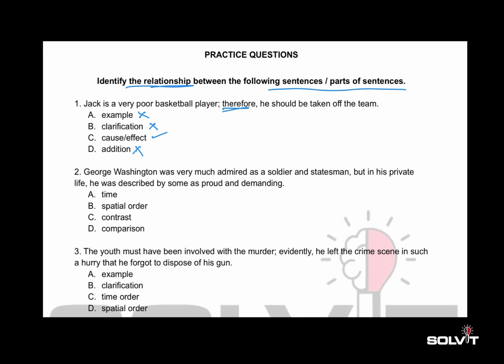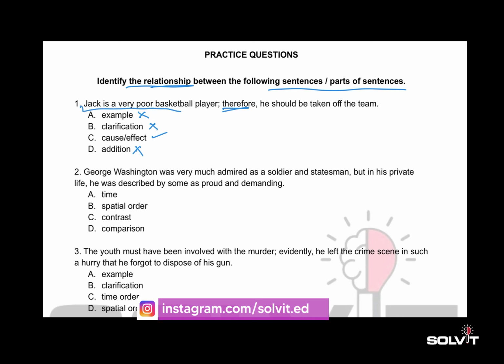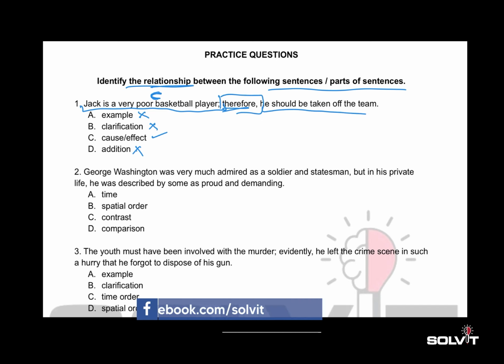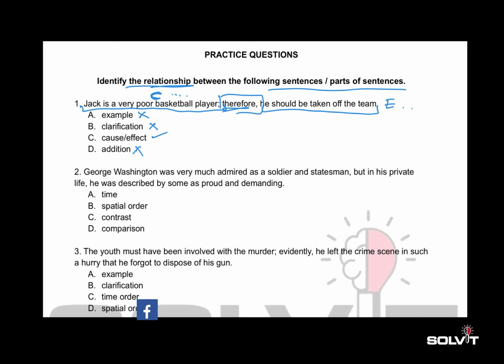Yes, we are. How do we know that? Because Jack is a very poor basketball player. This is the cause. And therefore, he should be taken off the team. So this is the effect, right? So because of this, this should happen. Because of Jack being a very poor basketball player, he should be taken off the team. So what is this? It's cause and effect. Okay, so the answer is C. Let's look at question 2.